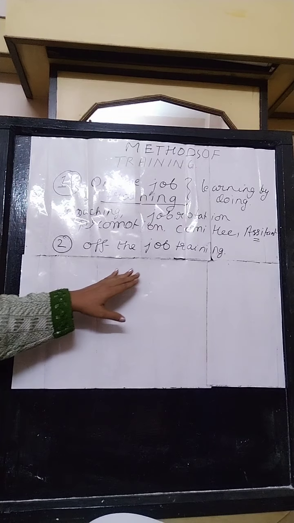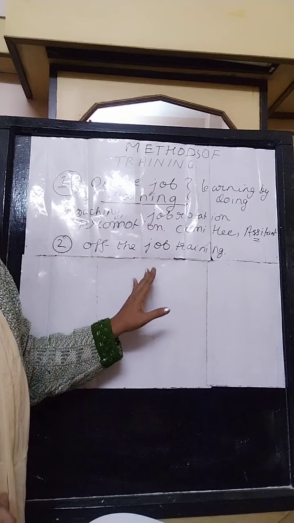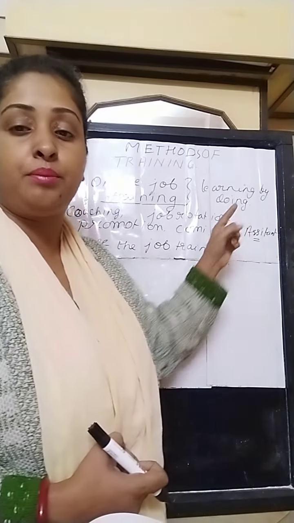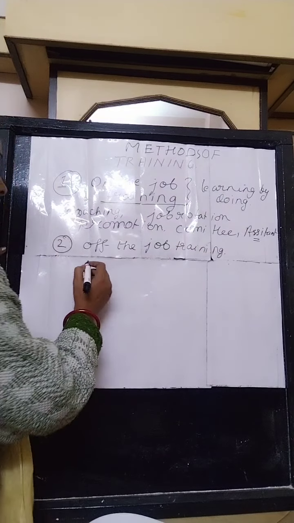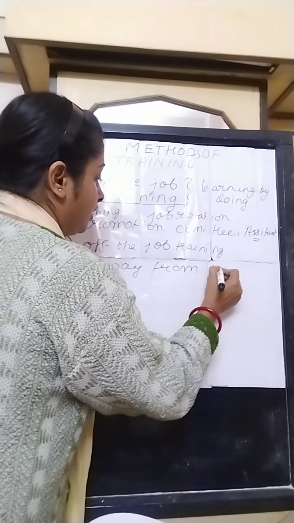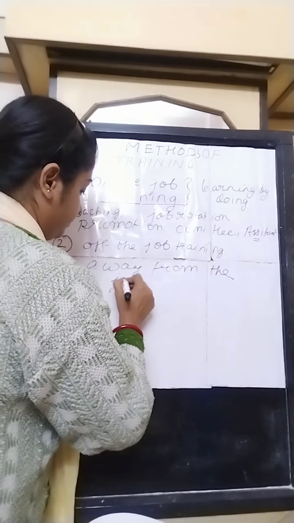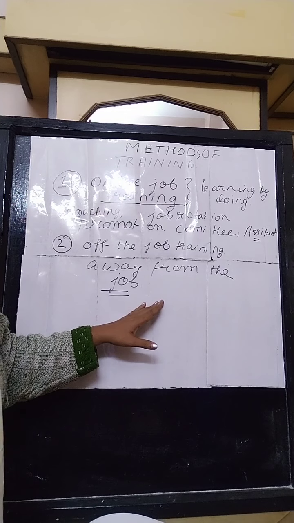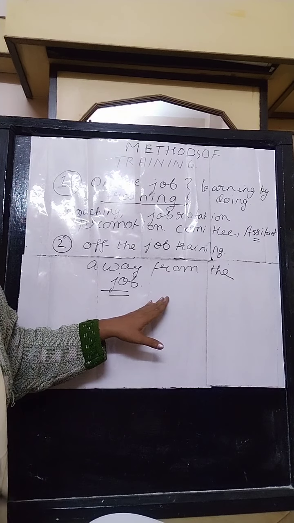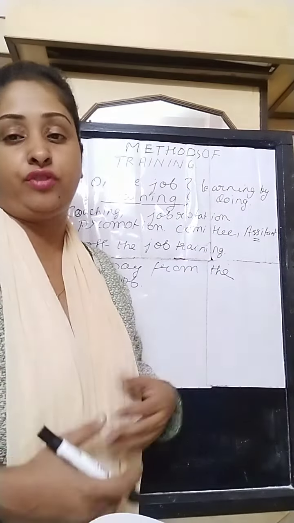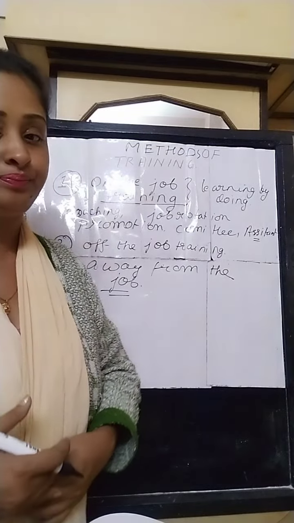Now, off the job training means what? It is designed to impart training to personnel by supplying them the required knowledge and skills away from the job. This is also learning, but away from the job. Employees are exposed to new ideas and experiences, but away from the job, not being in the job.